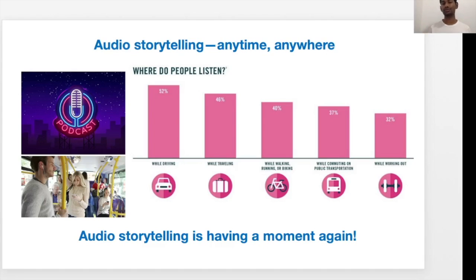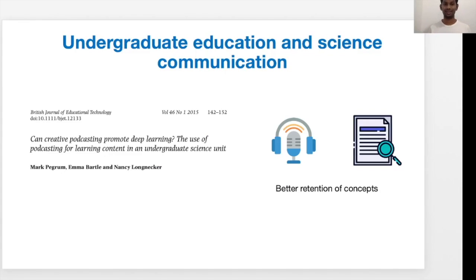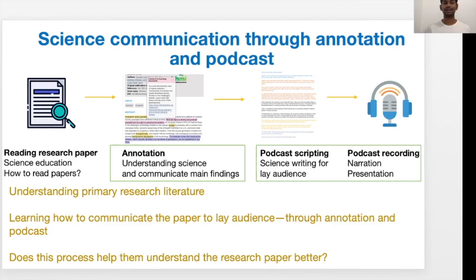But given how useful and prevalent audio storytelling is, we can actually use that in undergraduate education. In fact, a study has shown that podcasting can promote deep learning in students, which means that the students were able to understand the concepts better using the podcasting technique, and they were also able to retain the concepts better. Unfortunately, we rarely teach science communication to most undergraduate students, and we certainly don't teach them the basics of audio storytelling.